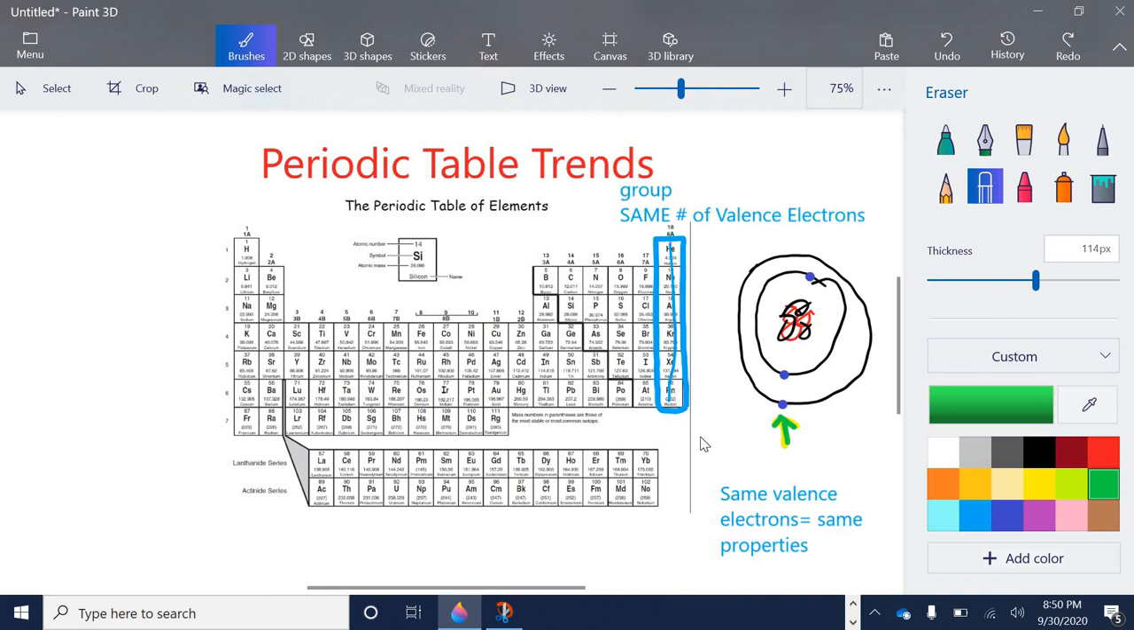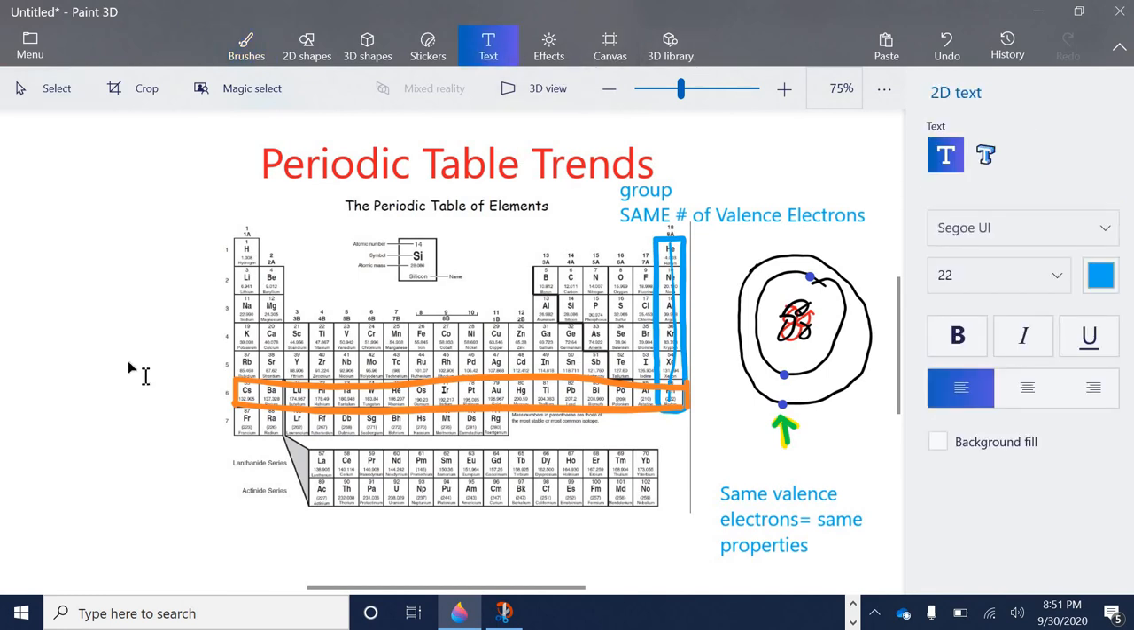What about rows on the periodic table? What about these? I keep having my eraser on when I don't mean to. What about these rows on the periodic table? Things in the same row are also called a period. That's where we get the period in periodic table.